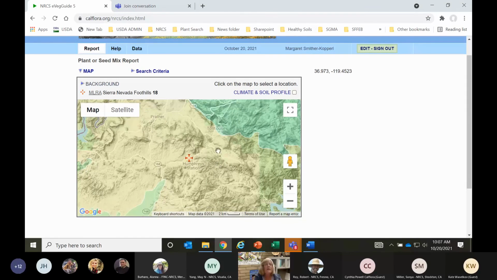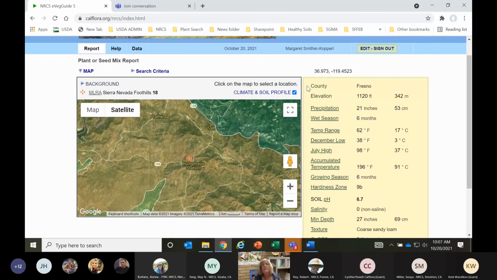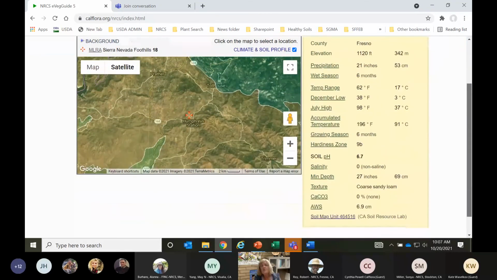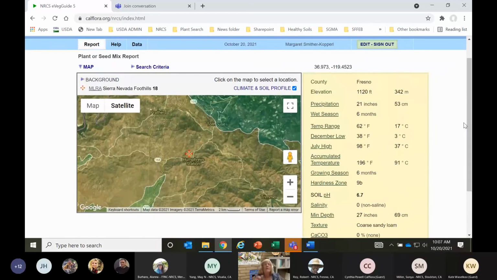So I'm going to click on here, and you can see the map. You could also look at it from the satellite perspective. And then there's also, you can click on the climate and soil profile over here, and this will give you information. So it's a little over 1,000 feet, and the precipitation up there, when it's wet, temperatures, salinity, information about the soil, and it also links to soil map units. So there's a lot of information there. You have the capacity, if you're working with an individual farmer, to go down and see the fields that you're going to be working with. So this is a very useful tool.